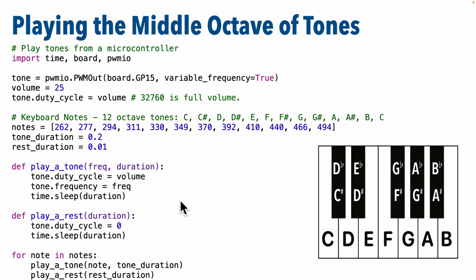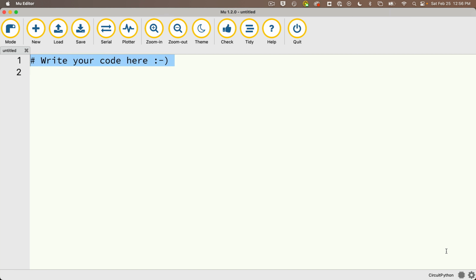That'll give you the skill to create your own tone-based songs in CircuitPython, but it'll also prep you to build a PWM piano in our next lesson. So we're going to play notes using a Pico, and we're going to import time, board, PWMIO, and then we're going to set up our PWMOut object.